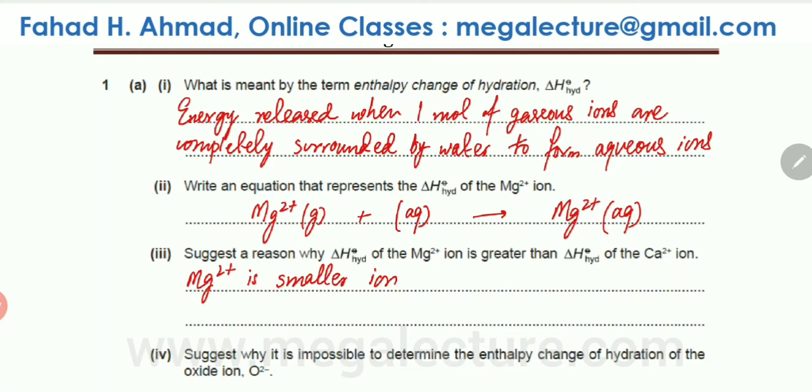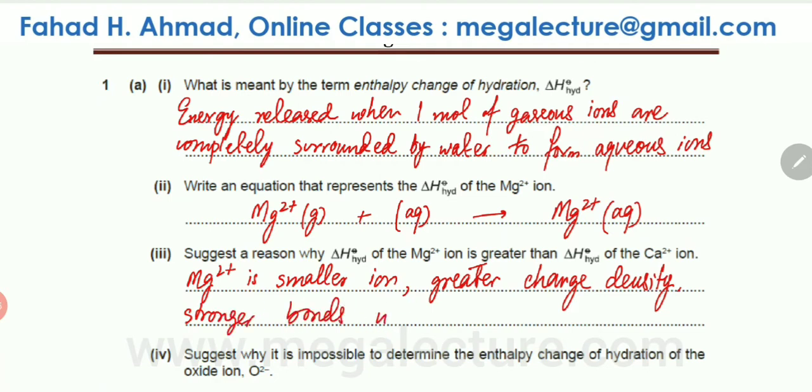Smaller ions have much greater charge density, which is why it would form stronger bonds with water. So stronger bonds with water are going to be formed, which would result in a more exothermic enthalpy change of hydration.